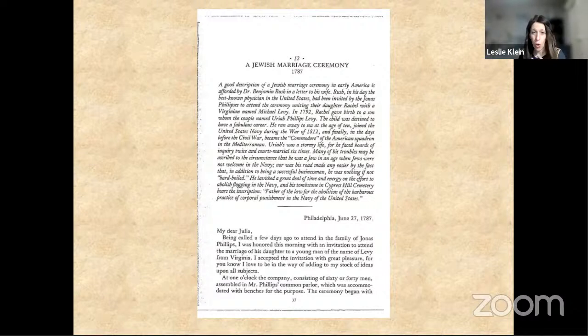So he was called as a doctor to treat Mrs. Phillips. This morning, I was honored with an invitation to attend the marriage of his daughter. I absolutely love the concept of inviting people to weddings the morning of. Like, that was it. That's when you got invited. Today's the wedding. Come on over. So he describes at 1:00, 60 or 40 men assemble in the Phillips common room, and there were benches.